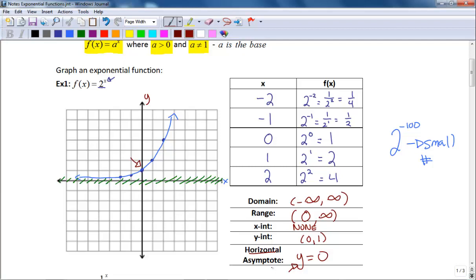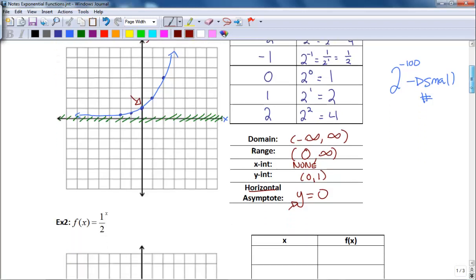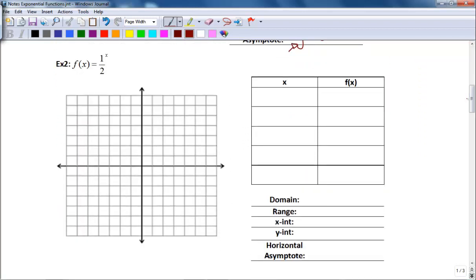Let's look at graphing a different exponential function, and then we're going to look at what happens in general for exponential functions. We're looking at f of x equals 1/2 to the x. Again, this is a number raised to a variable, which makes it an exponential function. Let's plug in our normal values of -2, -1, 0, 1, and 2.